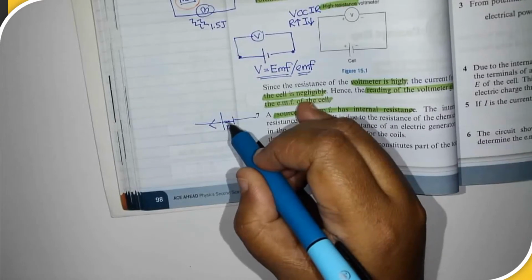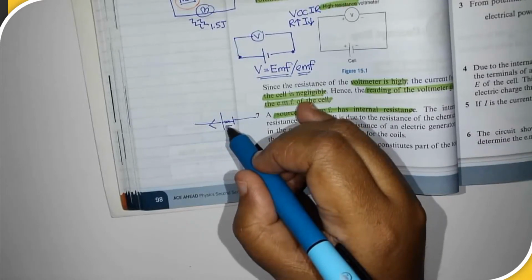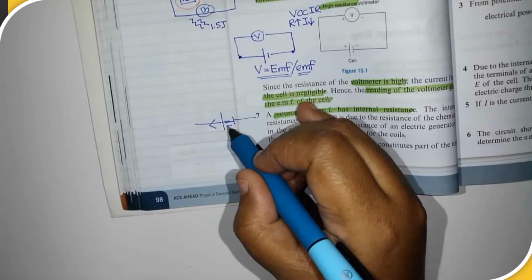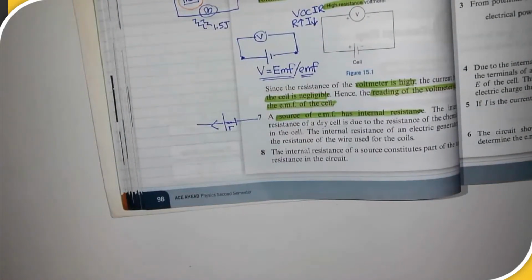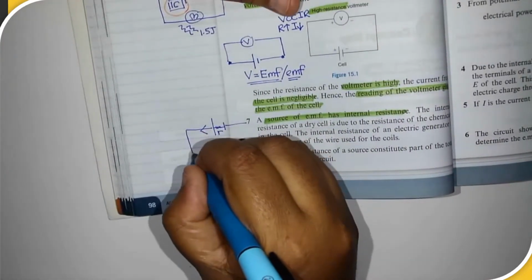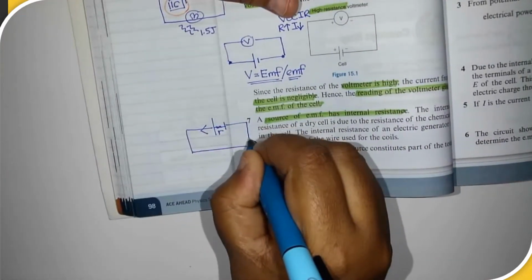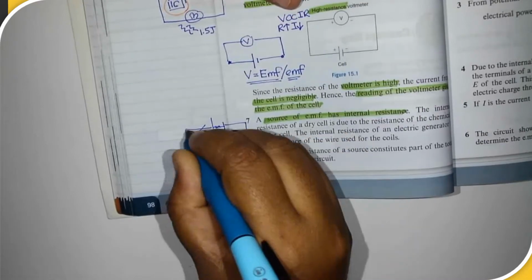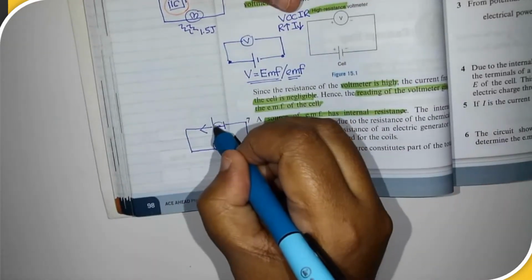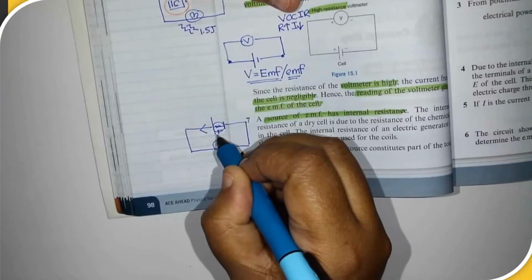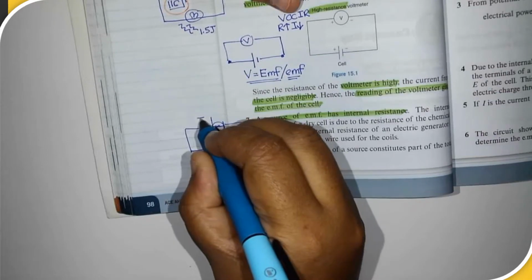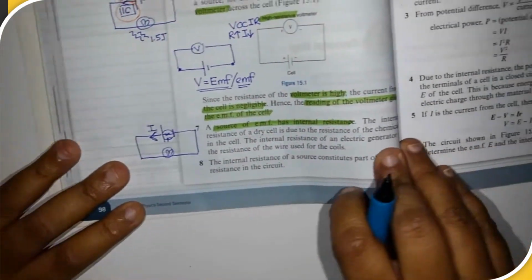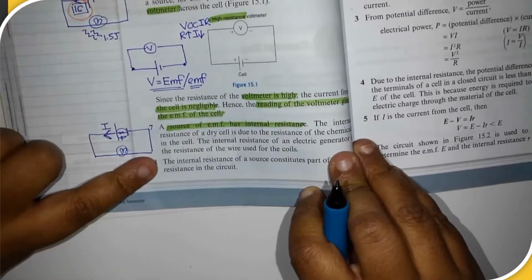Okay, alright, the internal resistance causes a drop in the battery voltage when there is a current flowing. So if this is a closed circuit, if I have a lamp here, this is called a closed circuit. This internal resistance will affect the voltage of the battery when there is a flow of current. Okay, alright, so that's what they're trying to say here in point number 6, point number 7.